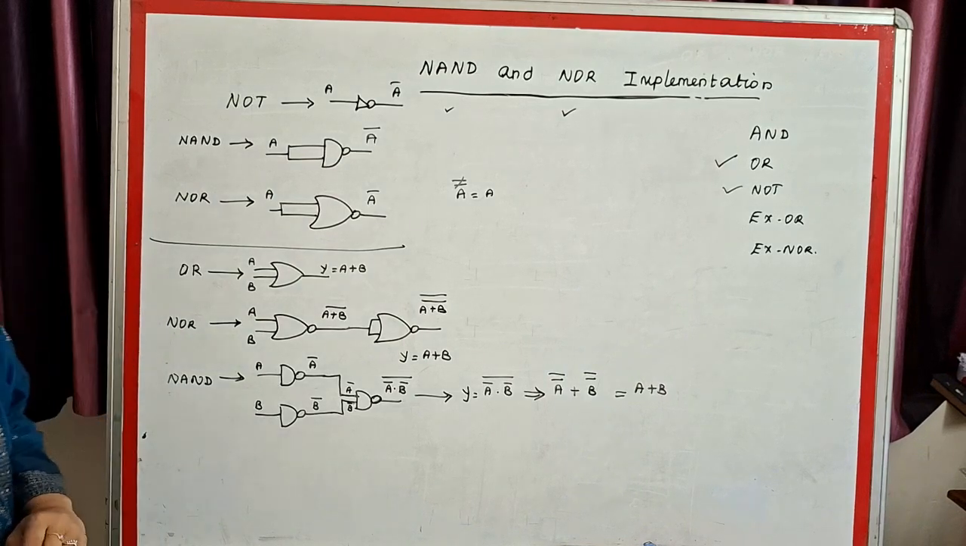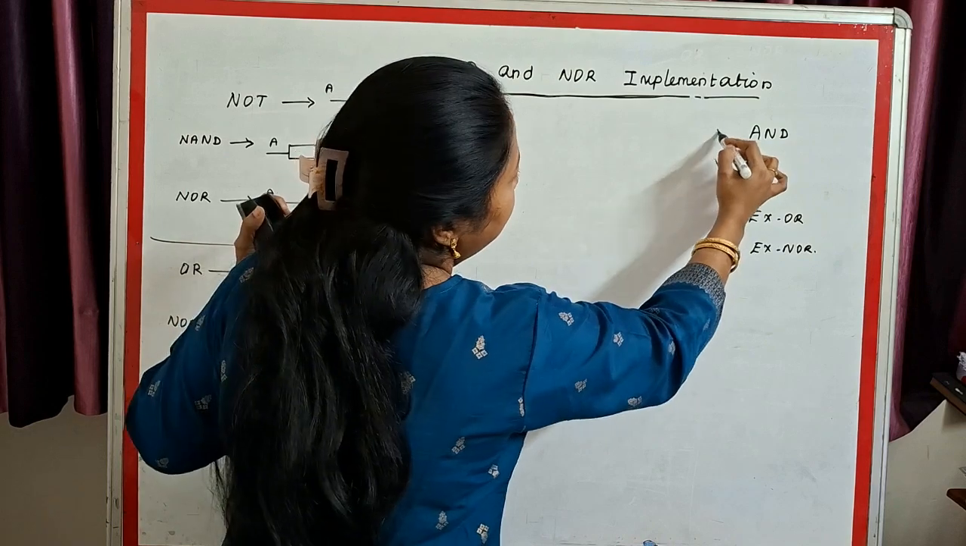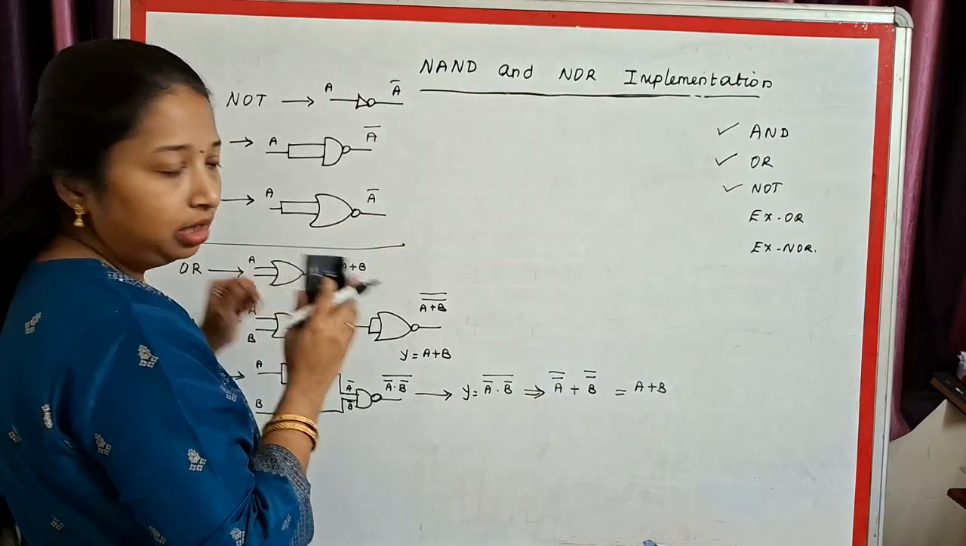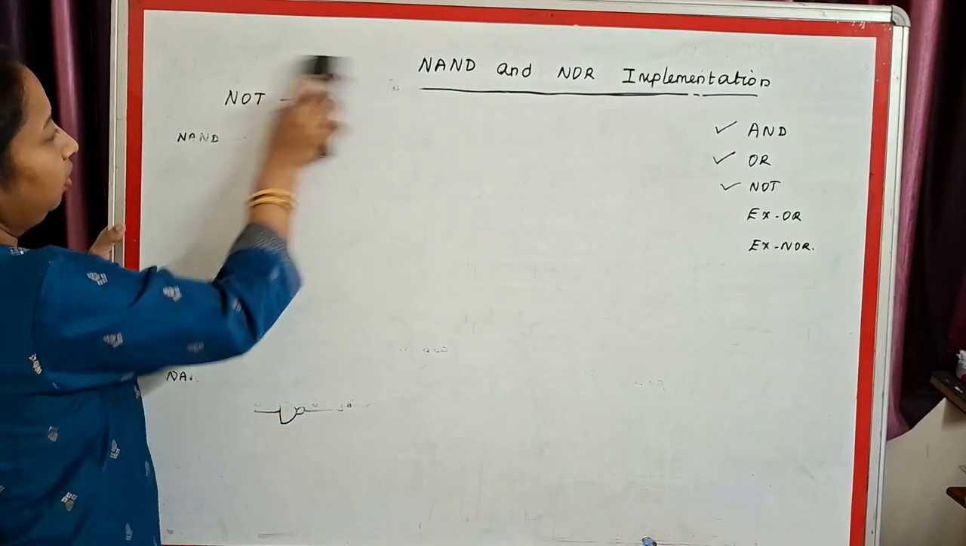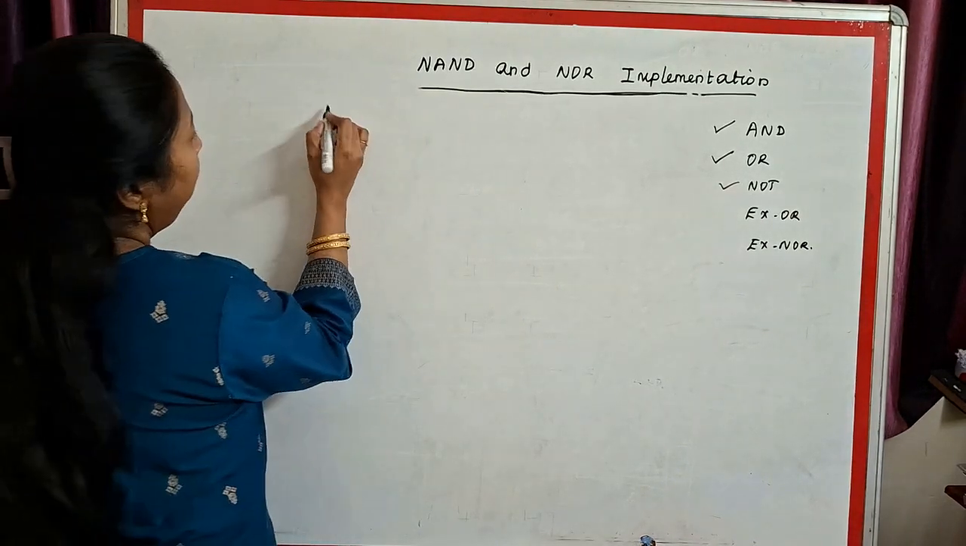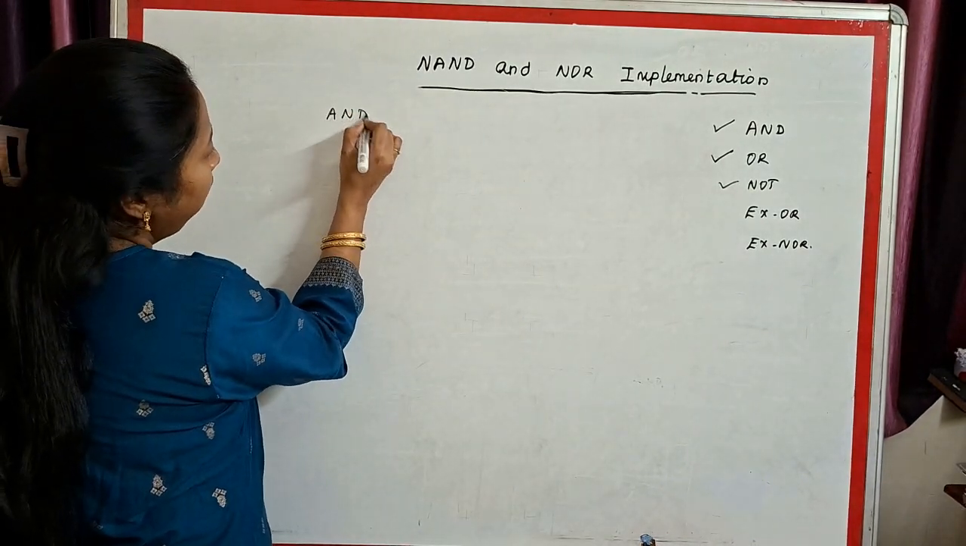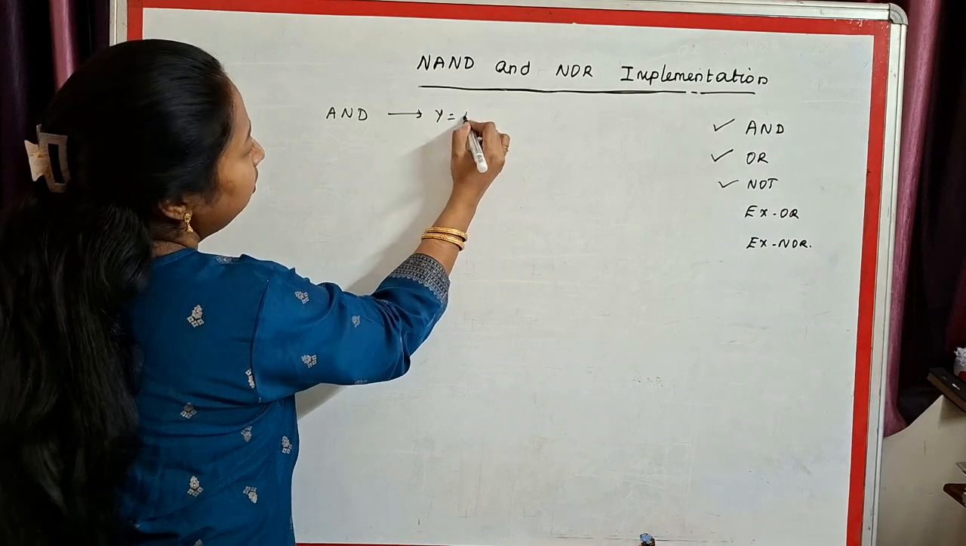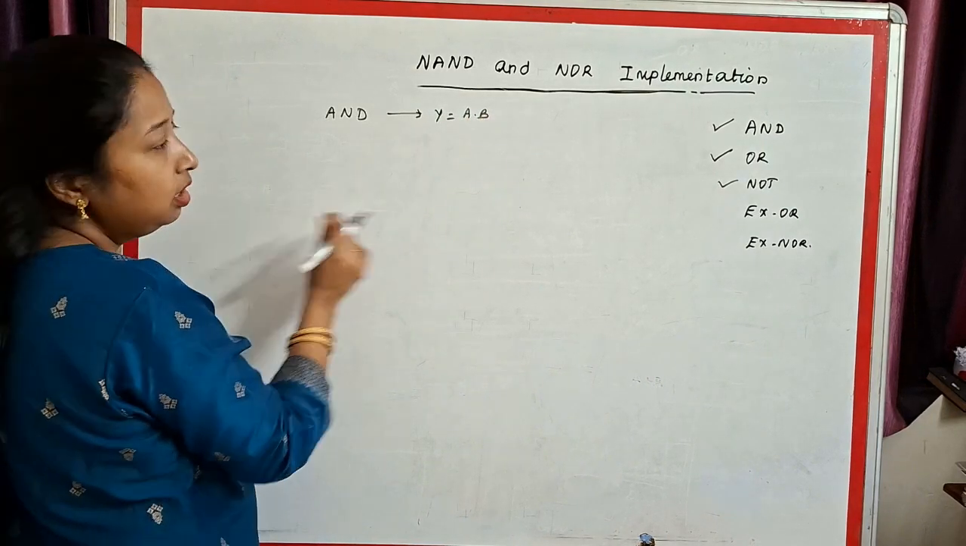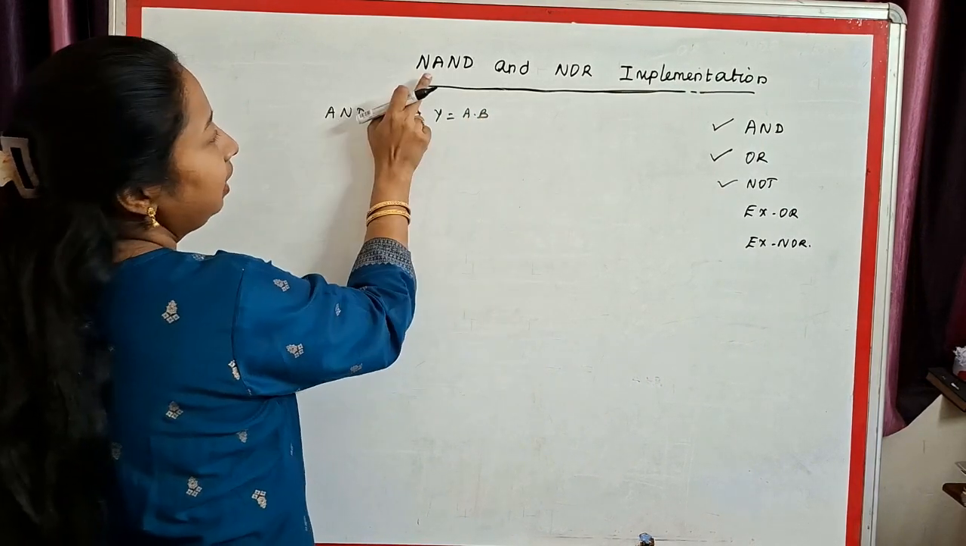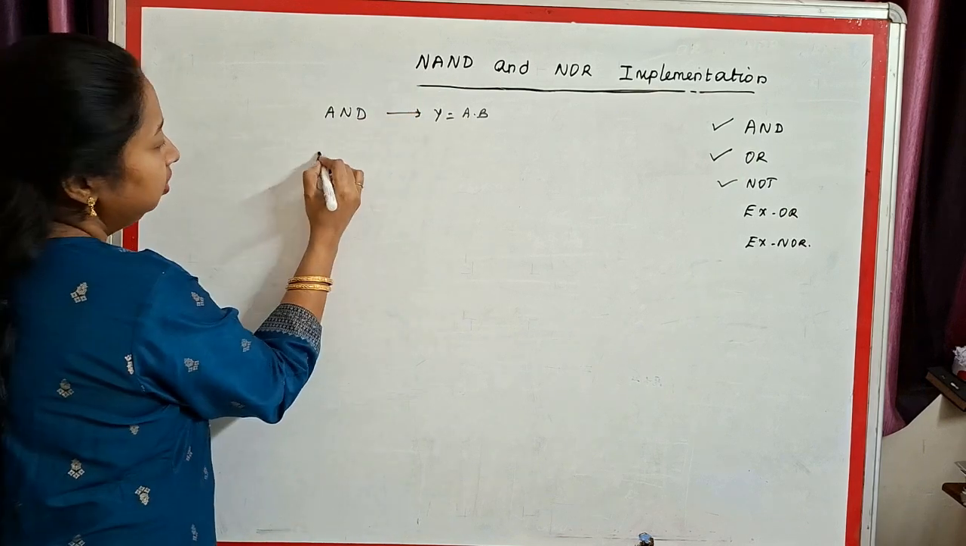Clear? Now let's see how AND gate can be replaced with NAND gate and NOR gate. Fine? For AND gate, what is the formula for AND gate? It is y equal to A dot B. Right? Now let's see how this AND gate can be replaced using NAND gate.